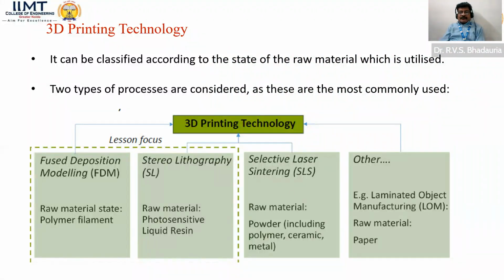In SLS, the raw materials used are powders, including polymer and ceramic. Nowadays, some other materials are also used. Four or five days ago, I heard news that paper is also used for 3D printing, in laminated object manufacturing, LOM, where the raw material is paper.